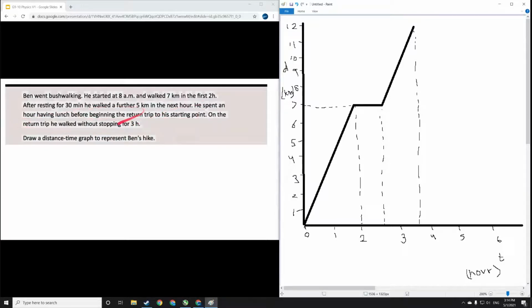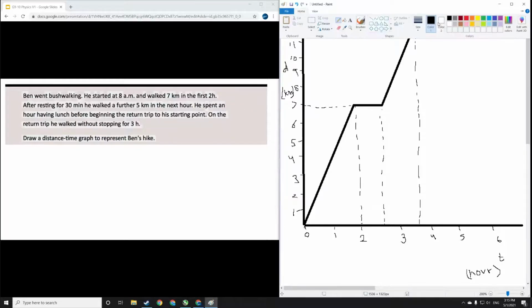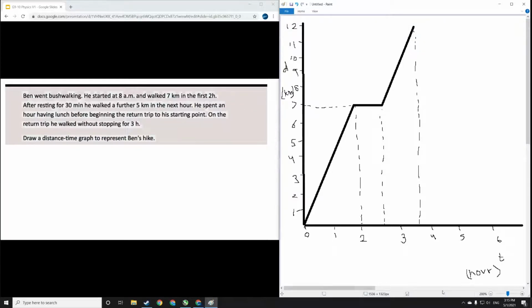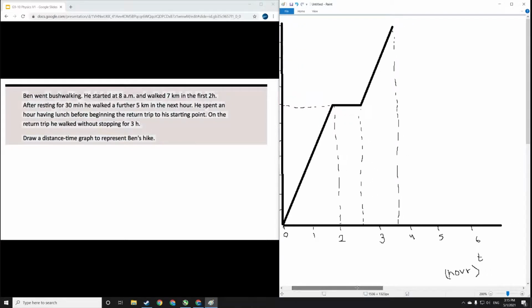He spends an hour having lunch before beginning the return of his trip to his starting point. Ooh, so we might have to extend this a bit more here. But let's just see. So he rests for 1 hour, so till 4.5 now. Our distance traveled is going to be 0, and we can see that here. That's around halfway.